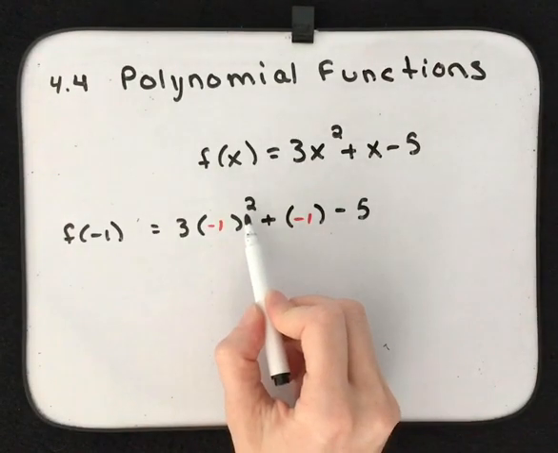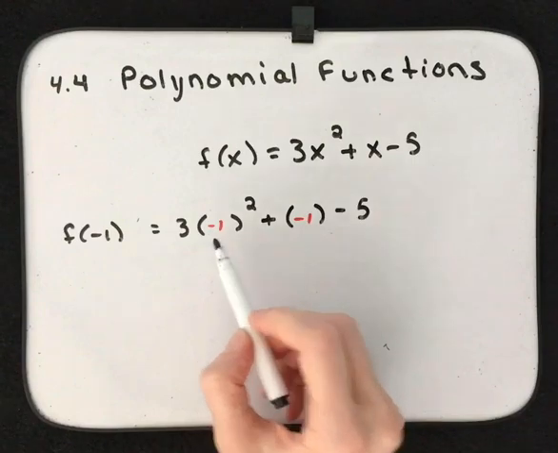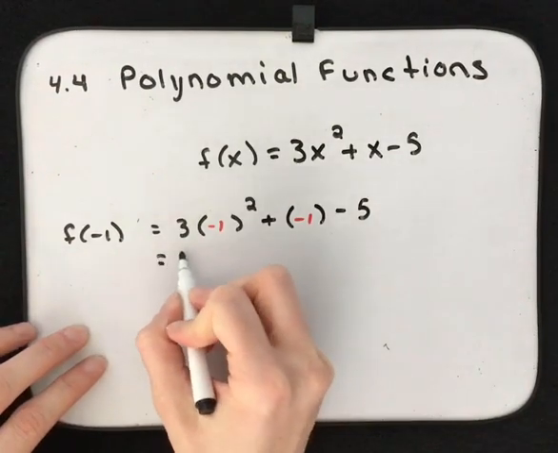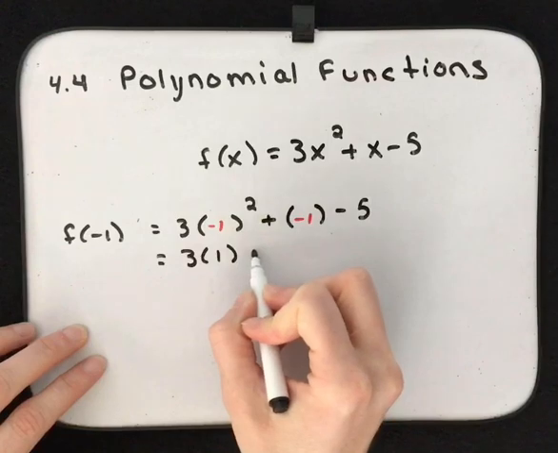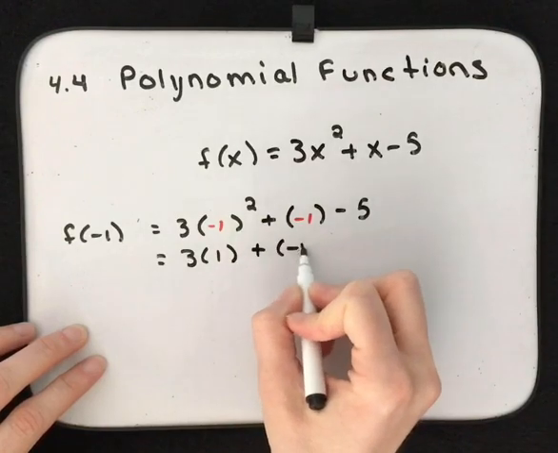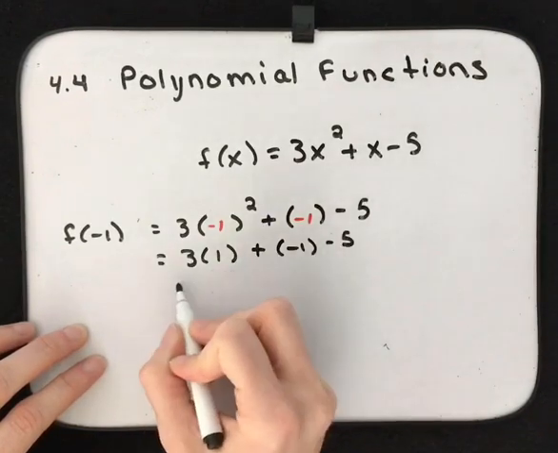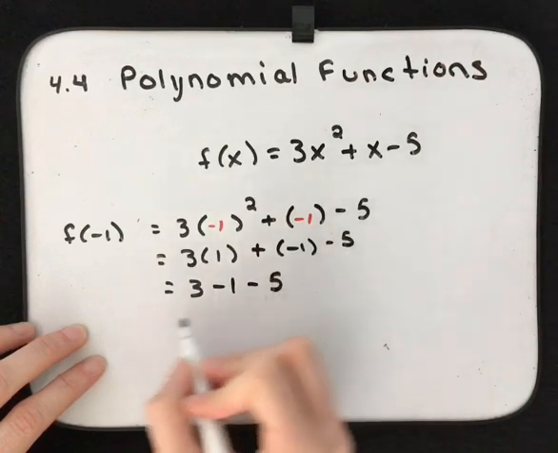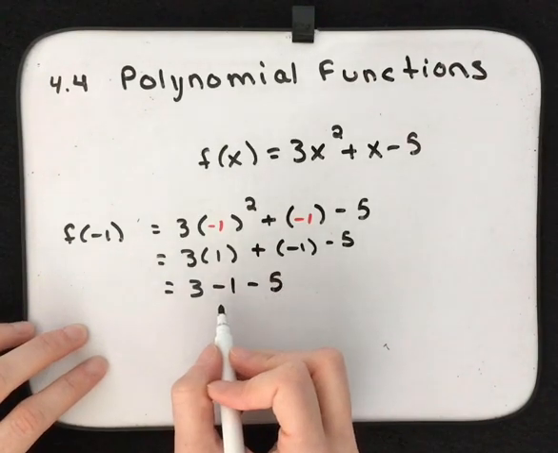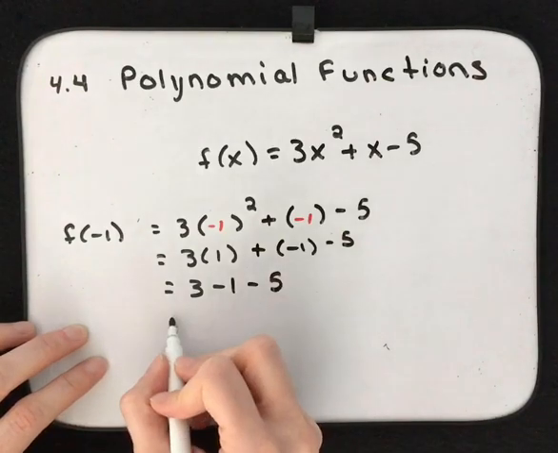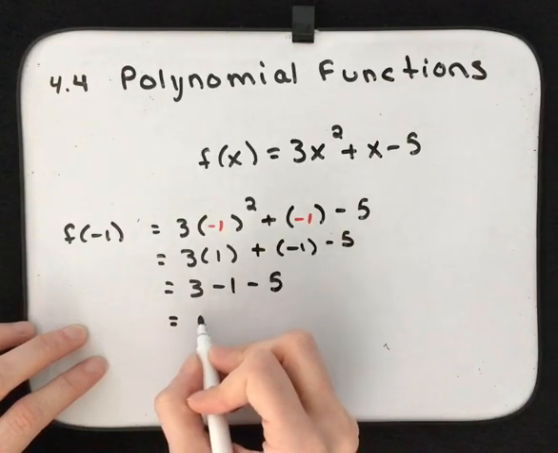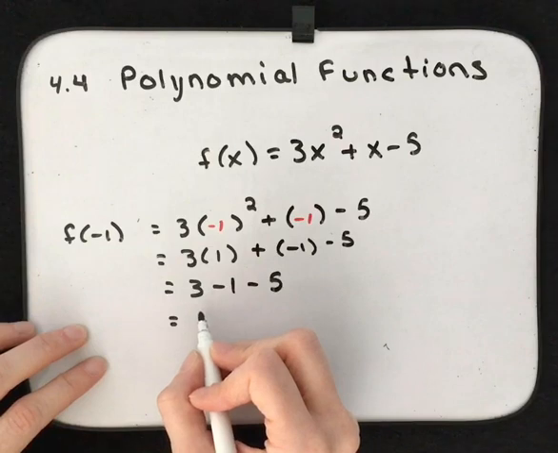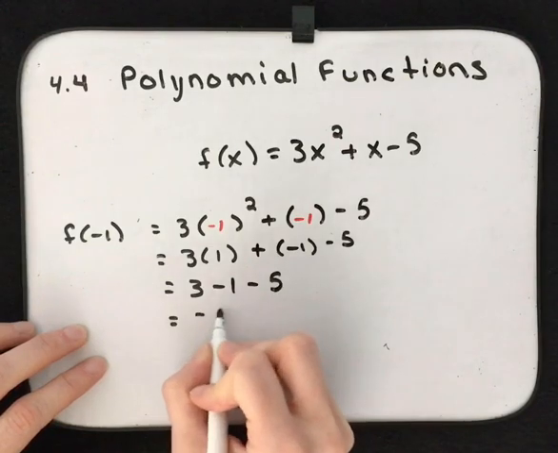Negative 1 to the second means negative 1 times negative 1, which is 1. So this will give us 3 times 1, plus negative 1 minus 5. 3 times 1 is 3, negative 1 and 5. 3 minus 1 minus 5. 3 minus 1 is 2, minus 5 is negative 3.